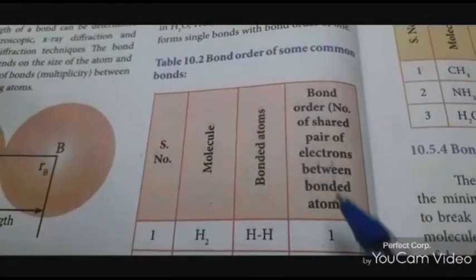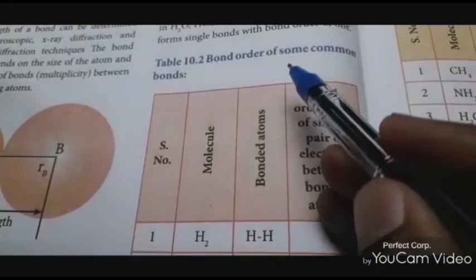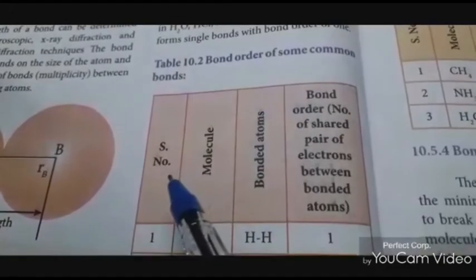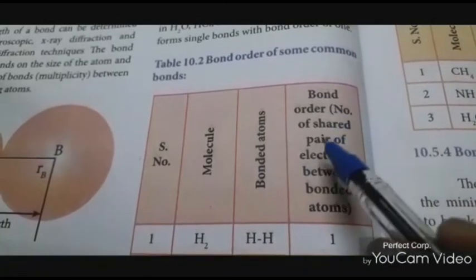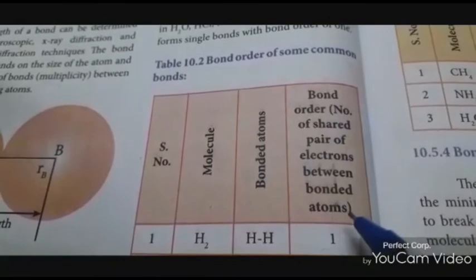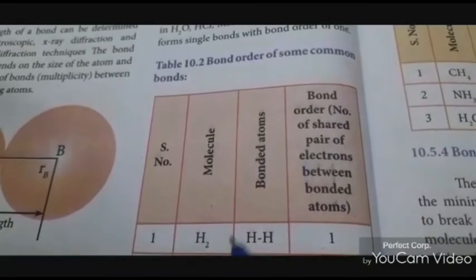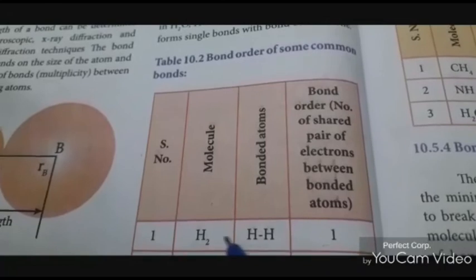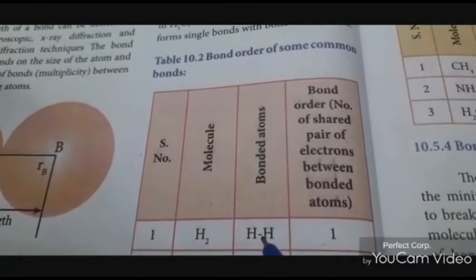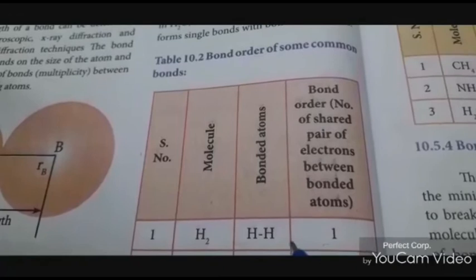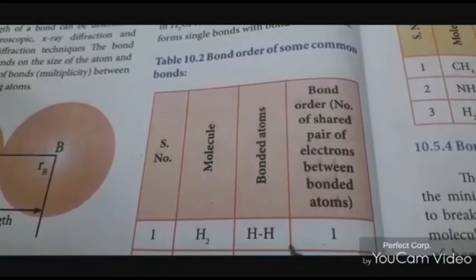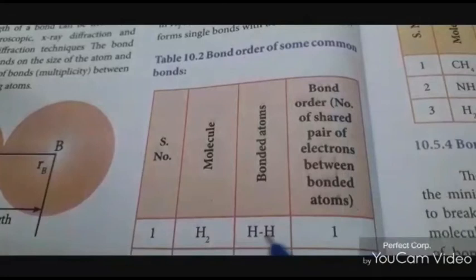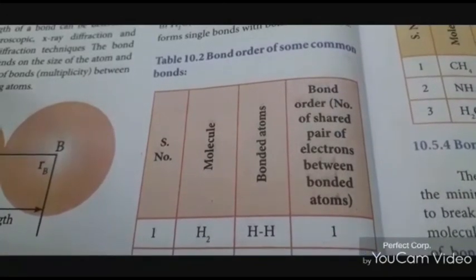Here, this tabular column will explain the bond order of some common bonds. Serial number, molecule, bonded atoms, bond order, number of shared pairs of electrons between bonded atoms. First molecule, hydrogen molecule, H2. It should be written as hydrogen single bond hydrogen. So here the two bonded atoms share a pair of electrons, hence it forms a single bond. Therefore, the bond order value for hydrogen molecule is 1.